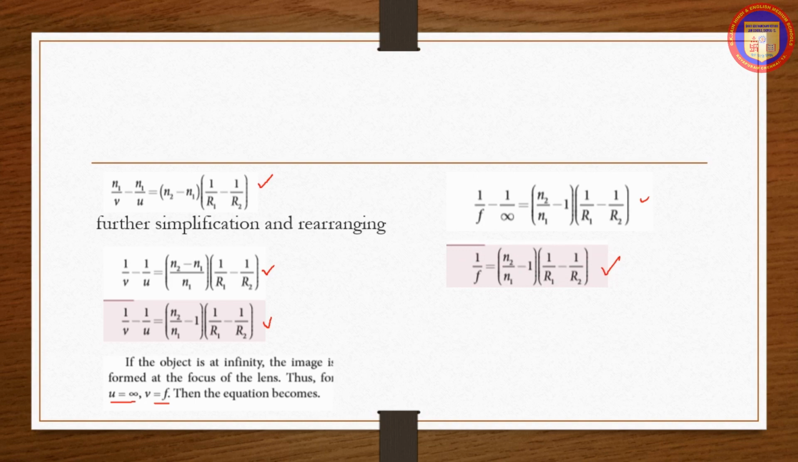If the refractive index of the lens is n2 and it is placed in air, then n2 will be equal to n and n1 will be equal to 1. Then the equation becomes 1 by f is equal to n minus 1 into 1 by r1 minus 1 by r2. This equation is called the lens maker formula.